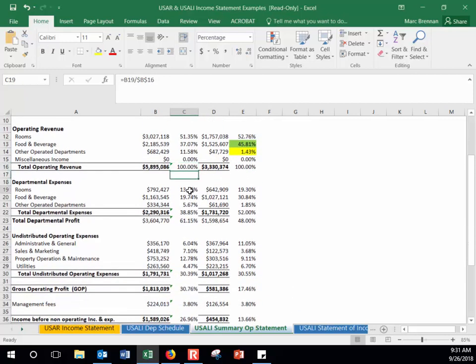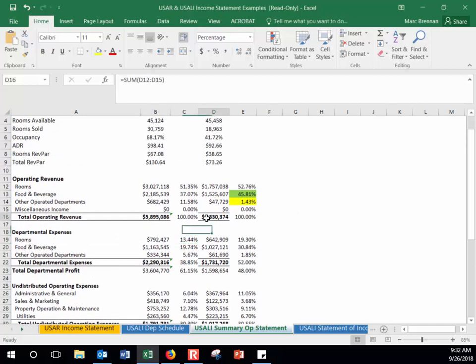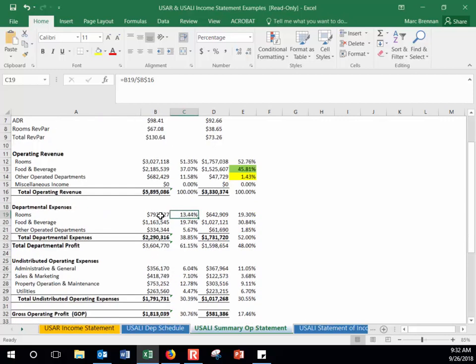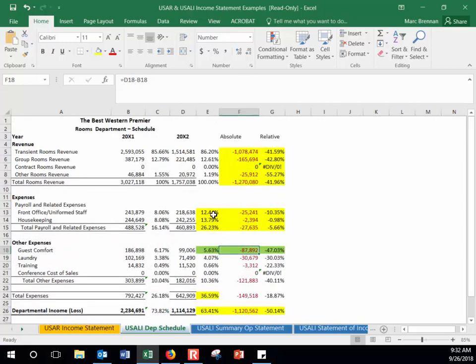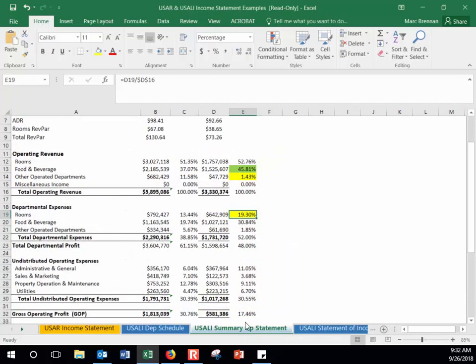For my departmental expenses, my rooms, and this is all compared to total revenue. As a percentage of total revenue, last year in 2011, my rooms expenses were 13.44% of total revenue. This year they're 19.33%, or 19.3%, of total revenue. So you would highlight this, but this is where we would need our departmental schedule. We'd compare our rooms expenses to total revenue and say, this is a higher percentage than this. What happened? And then we'd be able to go back to our departmental schedule, analyze it, and say, oh, it's because of labor. So that's how they would work together.